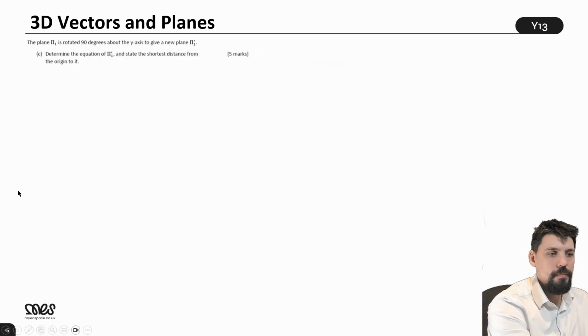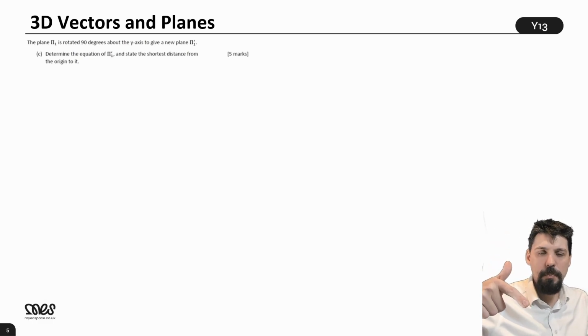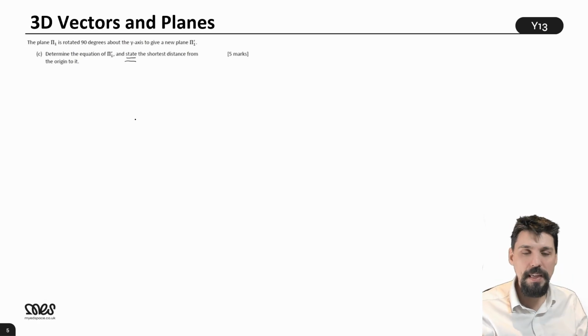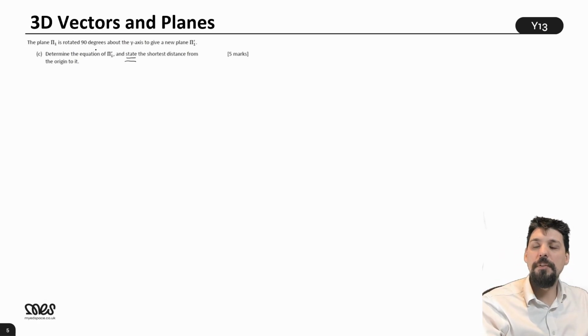Now, this one here, the plane is rotated 90 degrees about the y-axis to give a new plane. Determine the equation of pi1 and state the shortest distance from the origin to it. Now, this is a really nice occasion to remind ourselves that "state" tells me that there should be nothing more to calculate. It should be obvious. No calculations needed for state questions. Bear that in mind. How about we have a little think about what's going on?